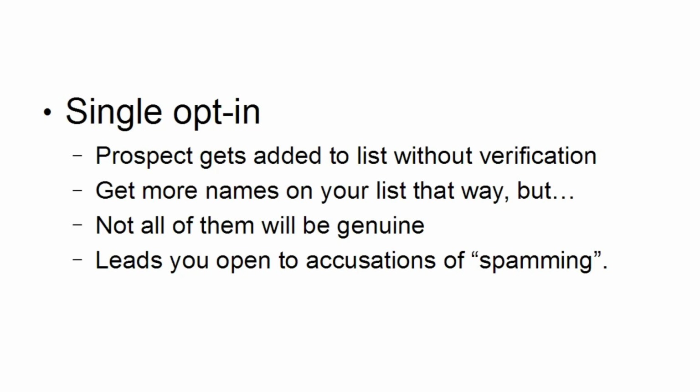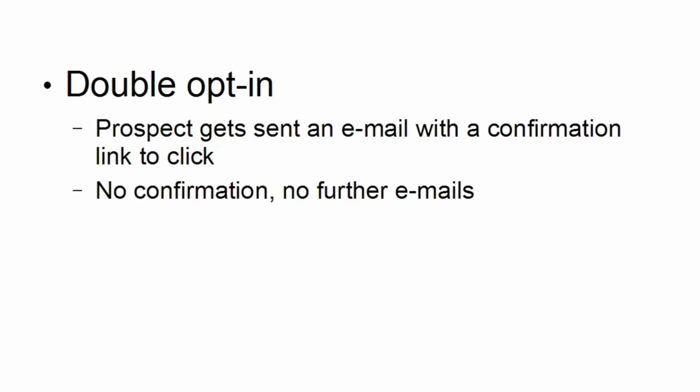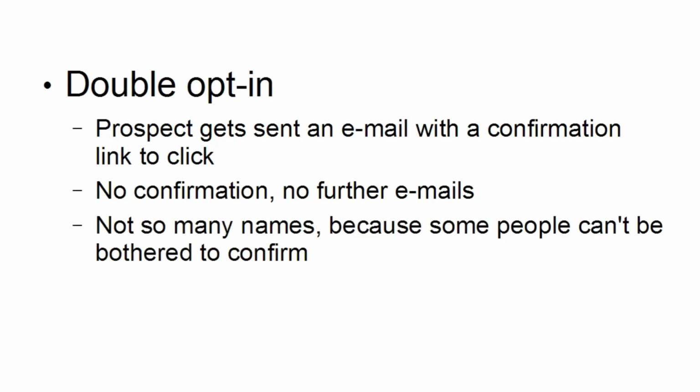So these days, double opt-in gets to be pretty much the default setting. And what happens with double opt-in is the prospect gets sent an email with a confirmation link to click. So if they don't confirm, then there are no further emails. And you don't get quite so many names because some people can't be bothered to confirm.